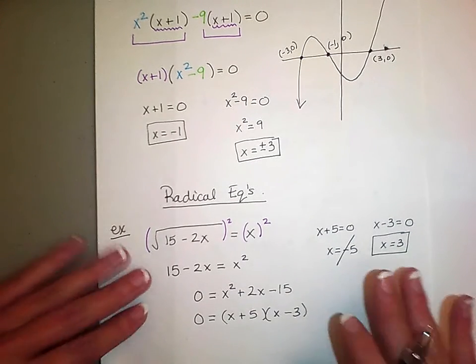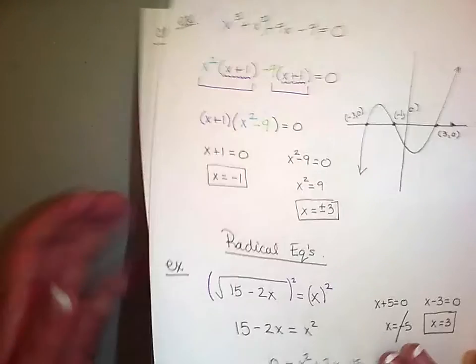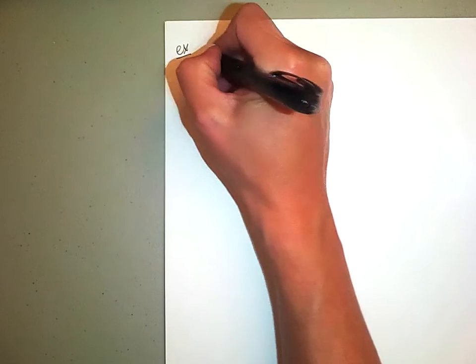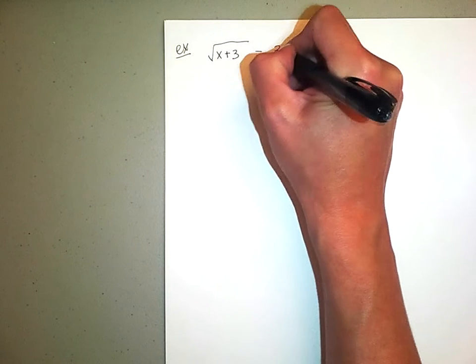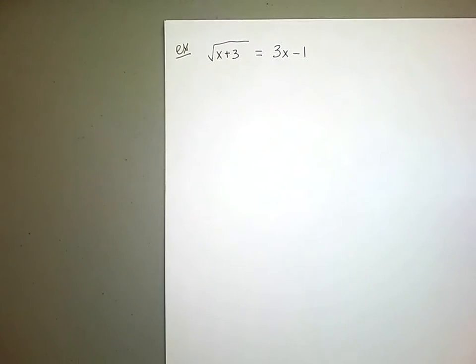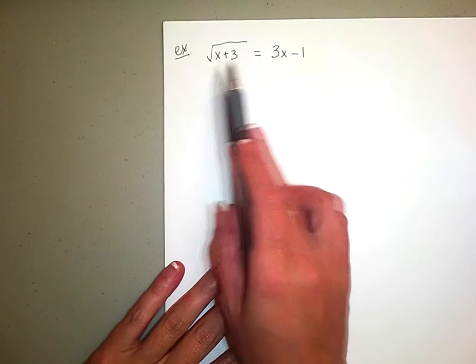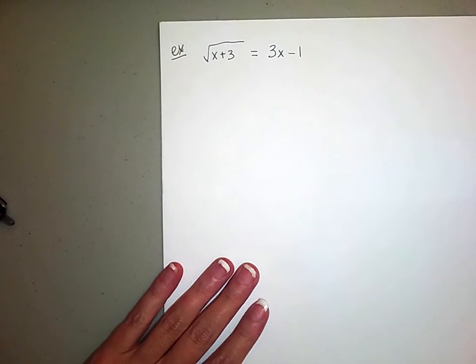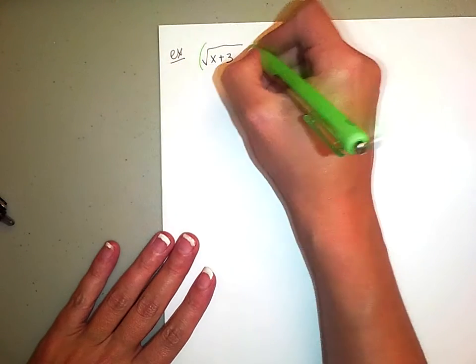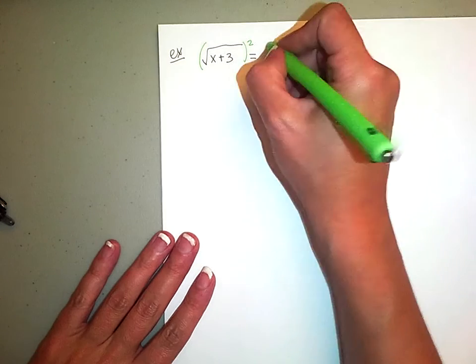We're going to do some more checking on this so you can see what will happen. Okay, let's try another example. Let's try the square root of x plus 3 is equal to 3x minus 1. Alright, again we have the same problem. We have x's on both sides, and x is underneath the radical.